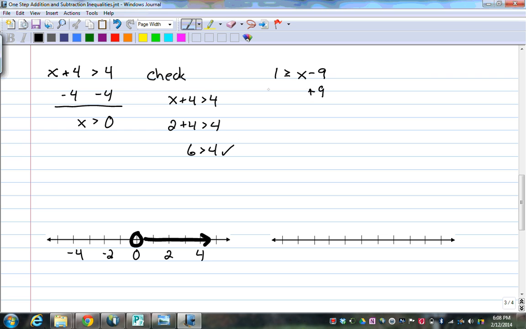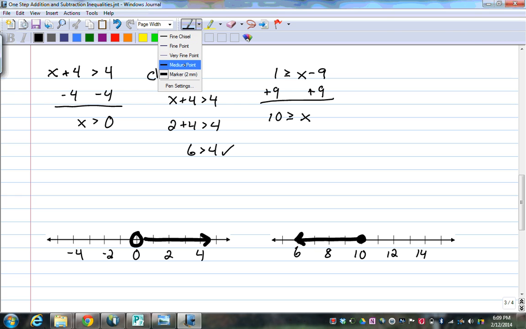I want to add 9 to both sides. And this is one that's tricky again because the variable's on the other side. And I have x is less than or equal to 10. So when I graph that one, let me do my numbers first. 10, 12, 14, 8, 6. And it's going to be a less than or equal to, which means I will fill it in, and it's going to point to the left. And again, because it's pointing to my variable, it is a less than.